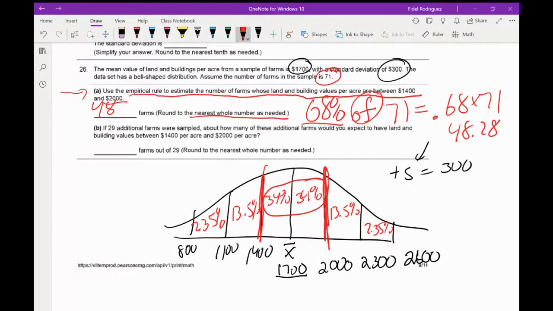Okay. Now, part B says if we had 29 additional farms, how many of those would be between 1,400 and 2,000 per acre? Same percentages: 1,400 to 2,000 is still 68%. So now I'm just going to take 0.68 times 29. 0.68 times 29 is 19.72. And so if I round that to the nearest whole number, that's going to give me 20.